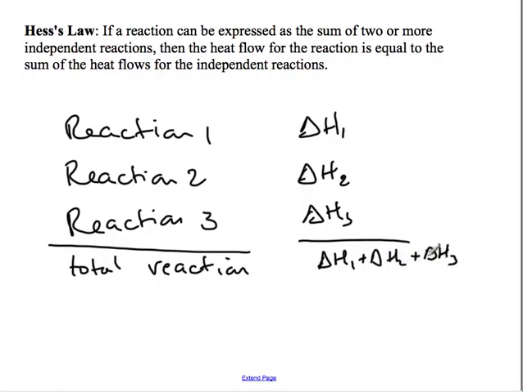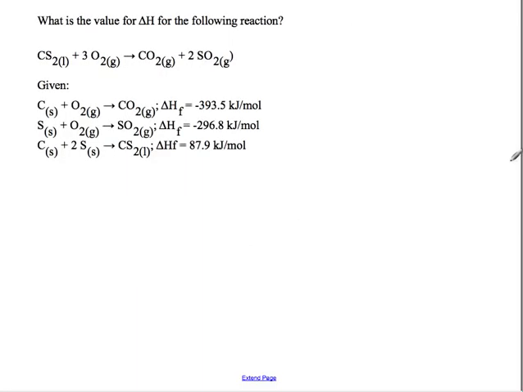Now what we could do too is also flip, meaning we take one reaction and flip it to make it go the opposite direction, and if we do that we're going to flip the delta H also. So let's take an example of this. Here's a reaction. We need to find the value for the delta H for the following reaction: carbon sulfide plus 3 oxygen makes carbon dioxide plus 2 sulfur dioxide. So here are the three reactions that take place when this happens. The first two are exothermic and the last one is endothermic. We're going to take a look at one of them at a time.